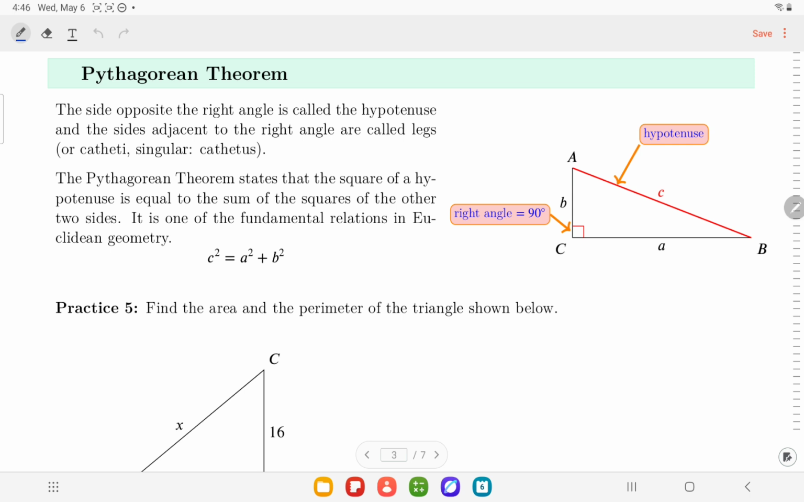Now, when we have a triangle that has a right angle, the side that is opposite to the right angle is the hypotenuse, and that's the longest side in the triangle. And we can find the length of this side if we know the length of the other two sides using the Pythagorean theorem, which is the length of the hypotenuse squared is equal to the length of both sides squared and added to each other. So a squared plus b squared.